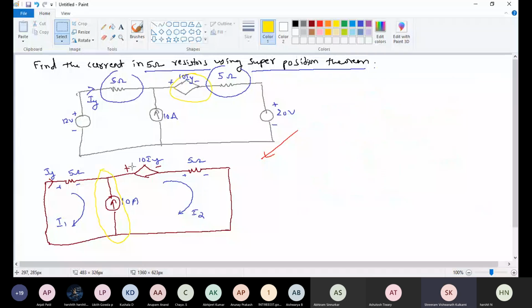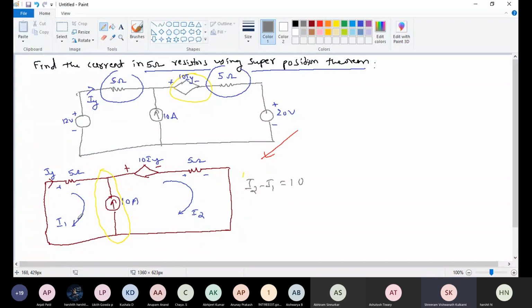Super mesh equation for this: I2 minus I1 is equal to 10. For this I am writing I2 minus I1 equals 10. Okay, I1 equals 10.